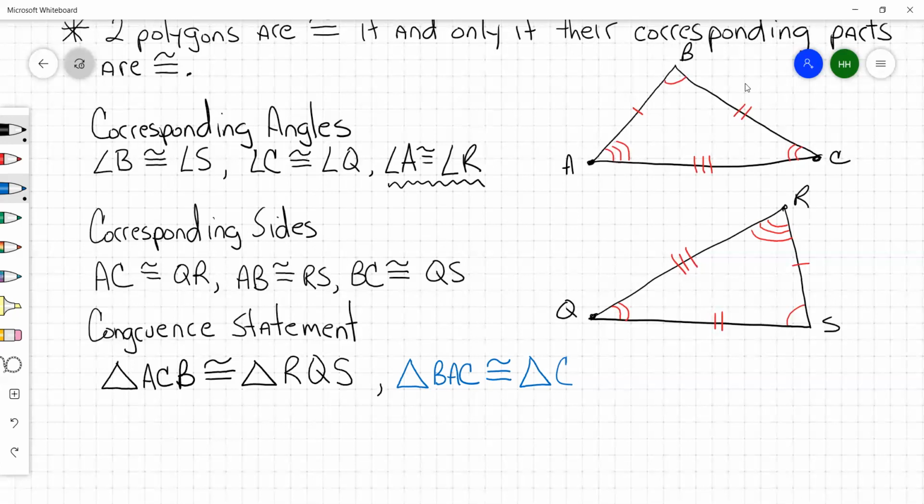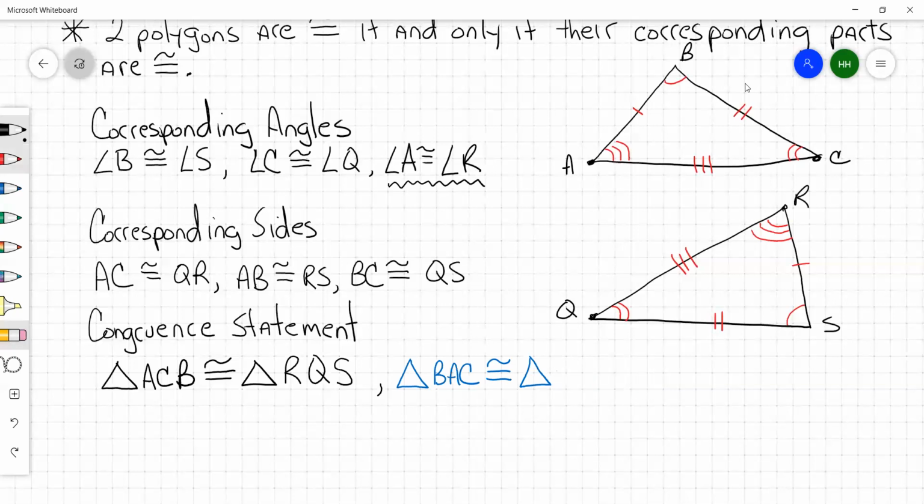We've got BAC congruent to C, R, and what's left? S. Not C. I have no idea where I got it from. I think somebody said it. I'm not taking blame for that.